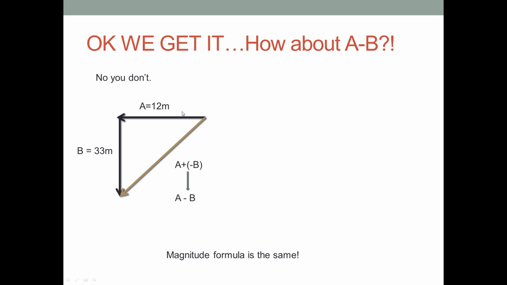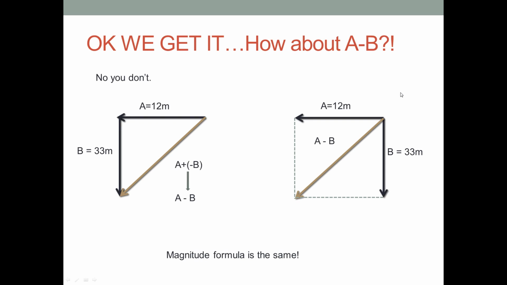Okay, so now let's do the same thing using the parallelogram method. Now we bring B from here all the way here, so the tails are connected, right? Then we draw a parallel line to B and a parallel line to A, and we connect the intersection of the dashed lines. You can see that both of them are the same, right? And the magnitude formula is exactly the same.